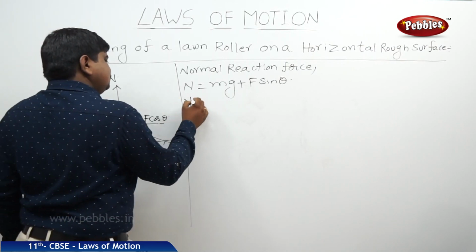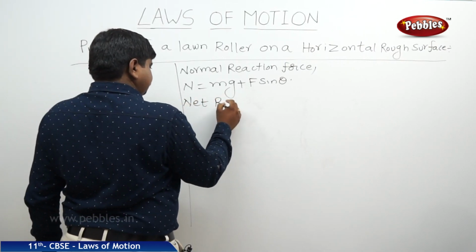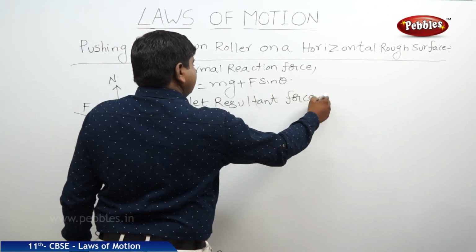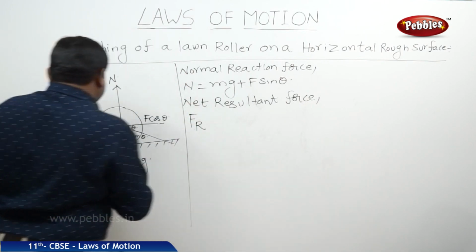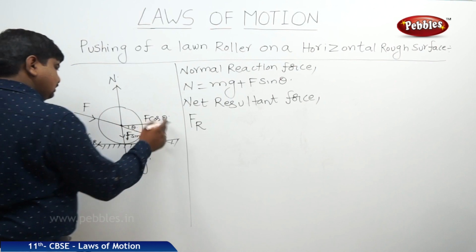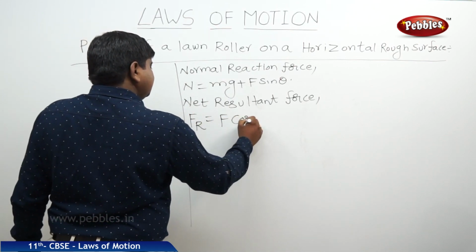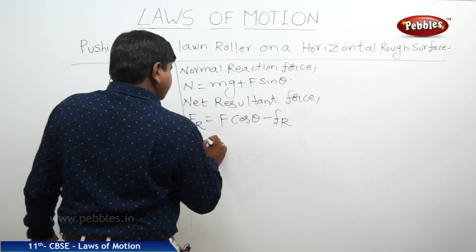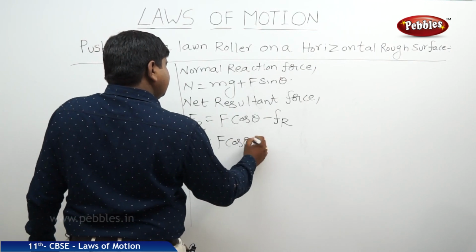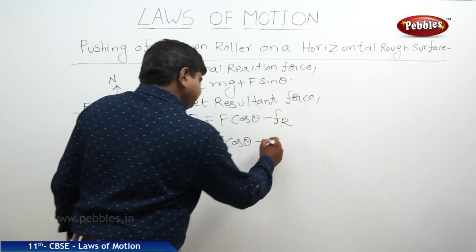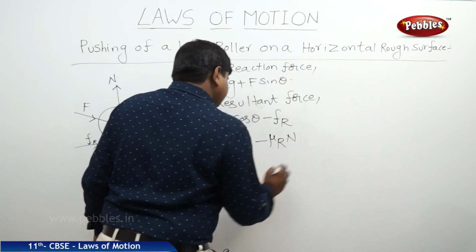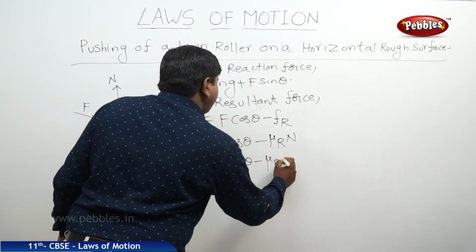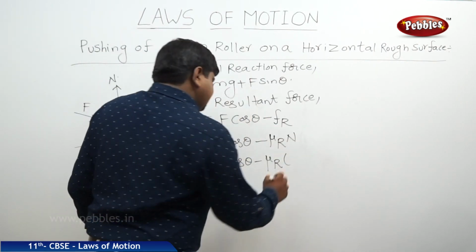The net resultant force, represented by capital Fr, is equal to F cos theta minus Fr. We know that F cos theta minus Fr is mu r N. Therefore it will be F cos theta minus mu r N. What is N? N is mg plus F sine theta.